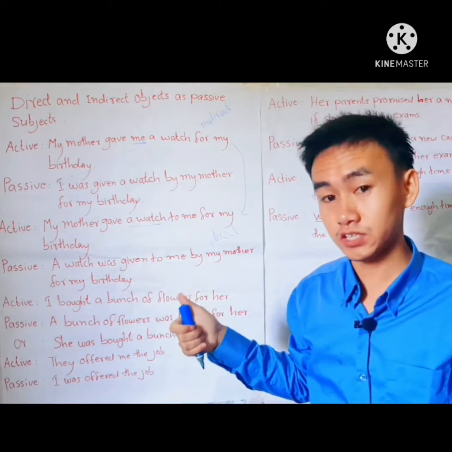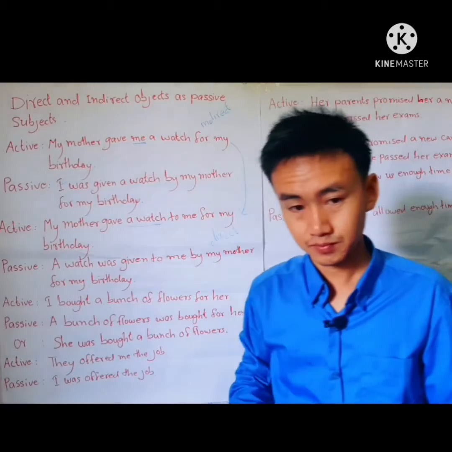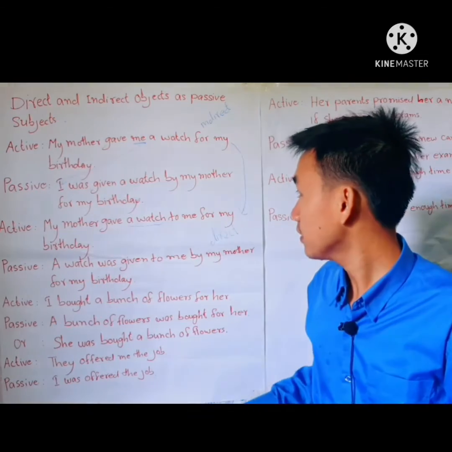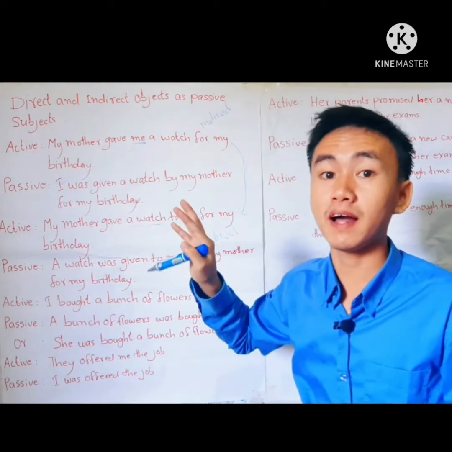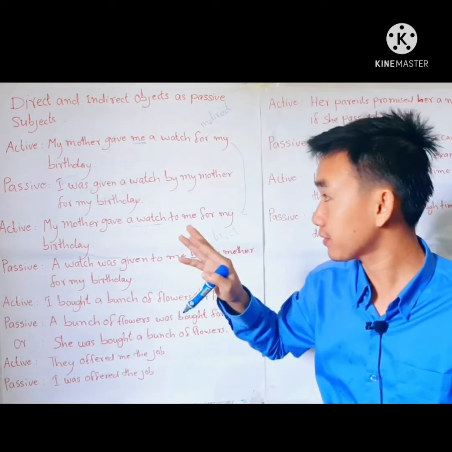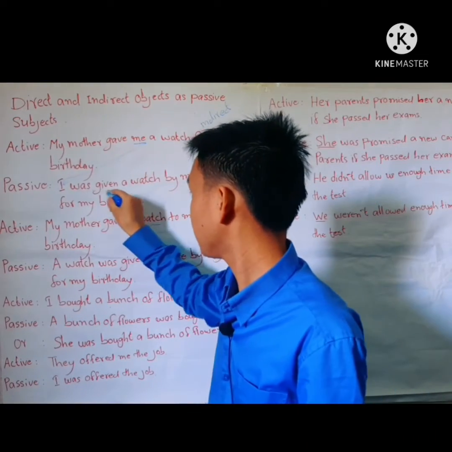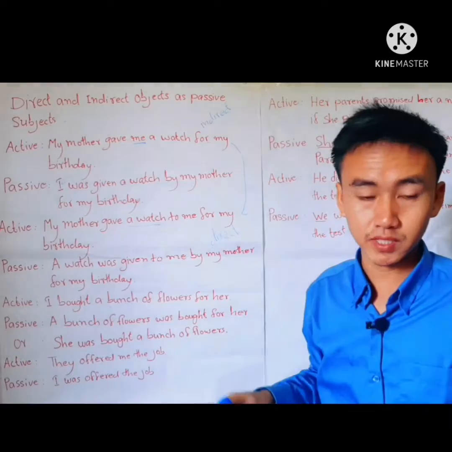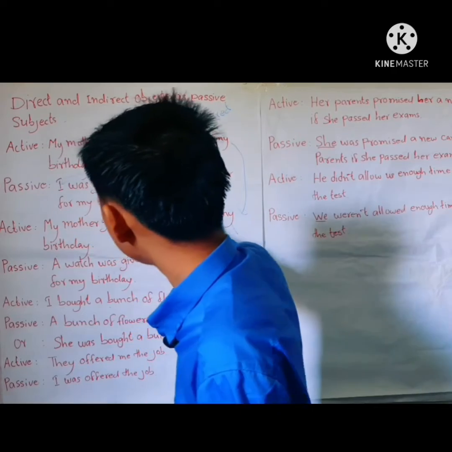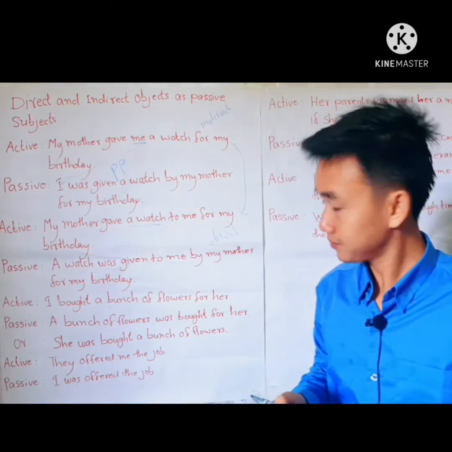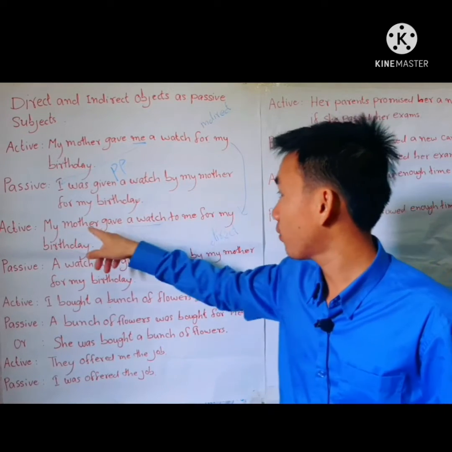I, he, she, it go with was here. All right. And give here, we change the give to be given, to be the past participle or word three. All right. Give, given. That's right. Or we say PP, right? All right. PP, past participle. All right. And a watch by my mother for my birthday.